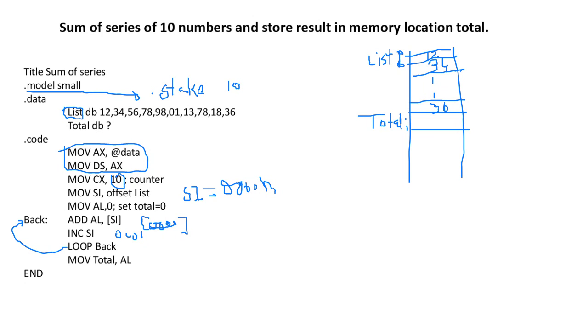Once it is done, then it will not continue this loop anymore. Then it will come out to this line. So what we do is move total comma AL, because our result is always saved in the AL. So total comma AL: what is total? Total is the name of this memory location. So it will go to the memory location and then end.